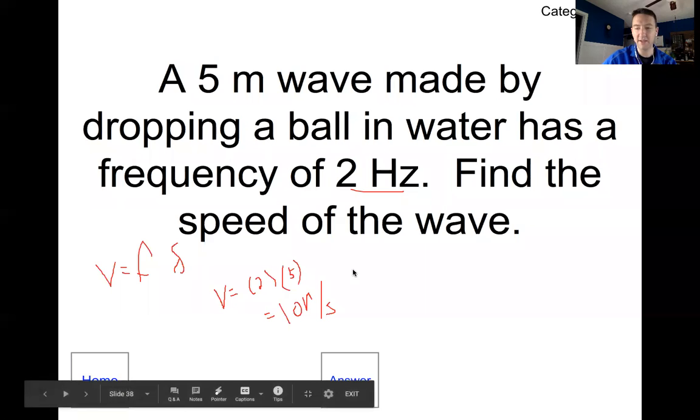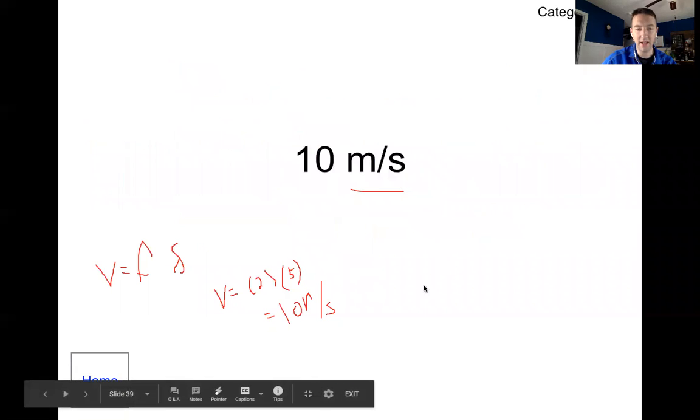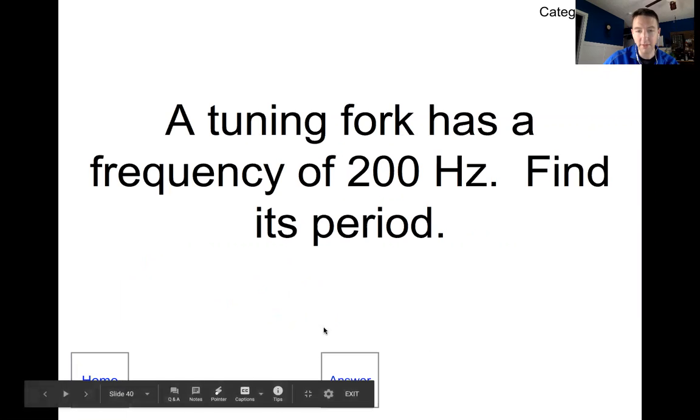Let's check and see if it's right. Let's go back to the mouse so we can check it. I don't know what I'm doing. Yay, 10 meters a second. Good deal. We got it.